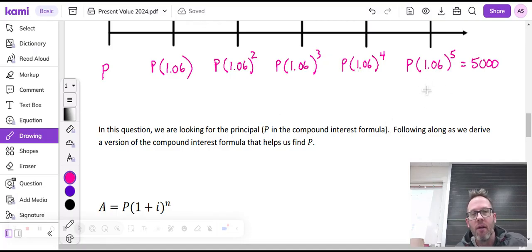And you know what, actually, you guys know how to isolate P. If we were trying to get P by itself here, we're multiplying by 1.06 to the power of 5. If you're multiplying and you want to get it by itself, then you would divide. Can you guys actually just finish this off?